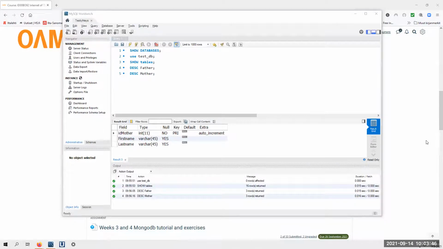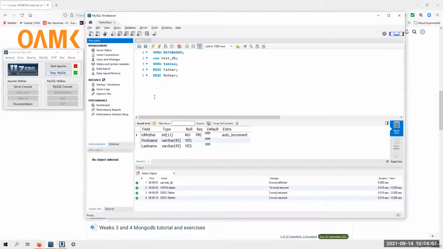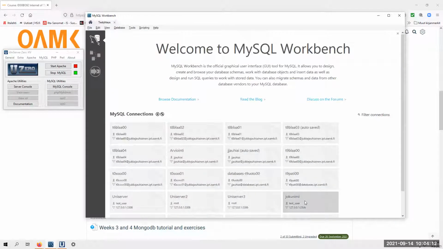Okay, so I have this local host connection somewhere. Over here I'm using this uniform server. Then I use this workbench to make connection to this test user. Okay, I can do it again. So connect here.